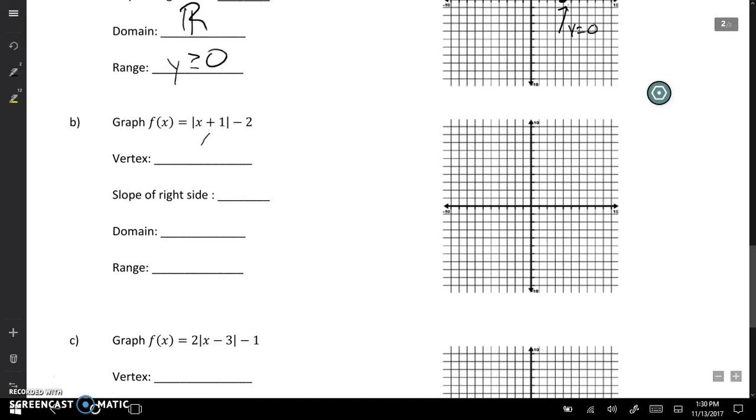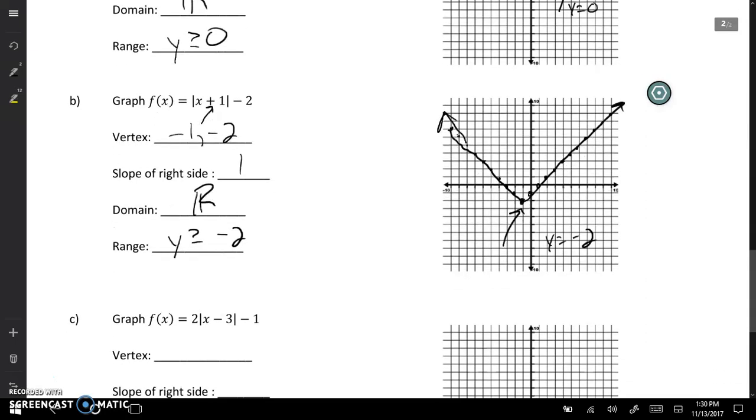Your x value, remember, is always opposite. So it's -1, and now your y is -2, and your slope again is 1. So we go to (-1, -2), and then you do a slope of +1. Then you go back and you go the other way. Then there is your graph of your absolute value equation. Domain, real numbers. For your range, you look at your y value, y is -2, so our range is y is greater than or equal to -2. Hit pause, try C, hit play, see if you get it right.